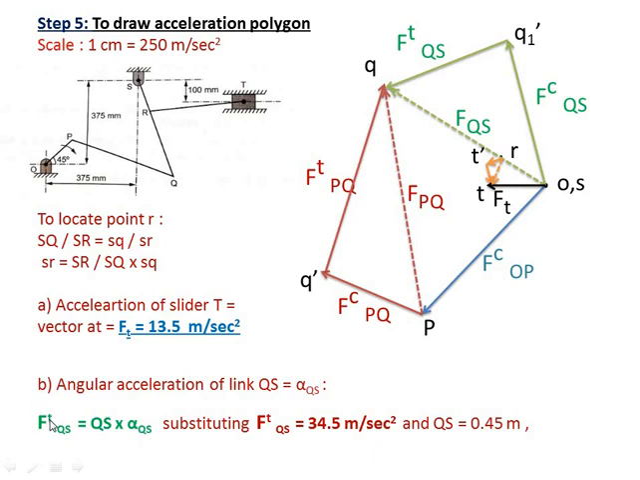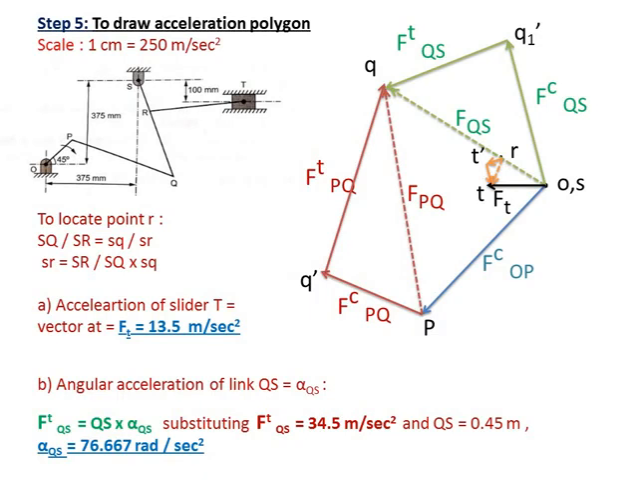So using this relation, we can find alpha. So measure Ft. How to get Ft? Simply measure this Ft value of QS, multiply this by scale, it will give you Ft as 34.5 meter per second square. Substitute in this relation, substitute the length of QS, solve this, it will give you alpha QS. That is, the angular acceleration of QS equals 76.667 radian per second square.